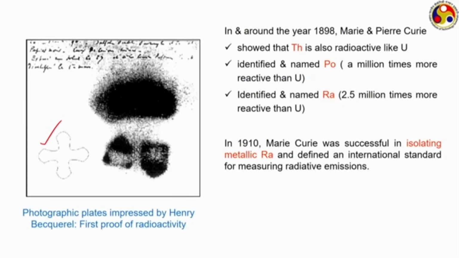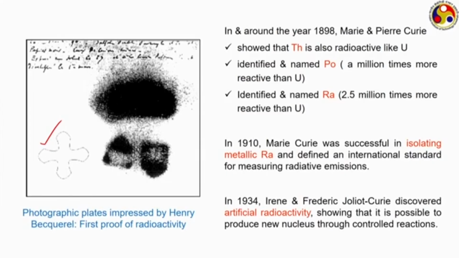Later on, following the death of Pierre Curie around 1906, Marie Curie alone was successful in isolating the metallic radium and also defined an international standard for measuring radioactive emissions. Again in acknowledgement of her work in isolating the metallic radium, she received the Nobel Prize in Chemistry, I think in 1913, and she remains one of only 2 persons who have received the Nobel Prize in 2 different disciplines.